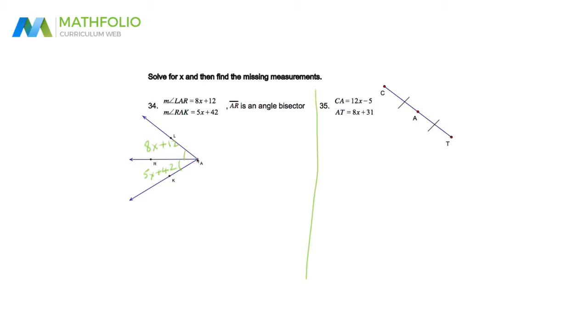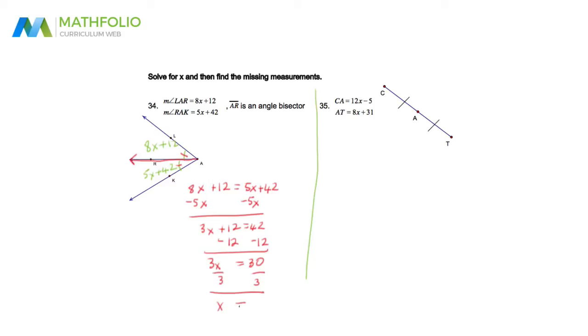It's a little messy. Let me do that again. AR is this ray right here. And if we know it bisects, then we know that this angle is equal to this one. So therefore, we can write it as an equation. 8x plus 12 equals 5x plus 42. So now we focus on the x's. 5x is the baby x, so we're going to subtract it from both sides. We end up with 3x plus 12 equals 42. To get rid of the 12, we're going to subtract that from both sides. We got 3x equals 30, divide by 3. We've got x equals 10.